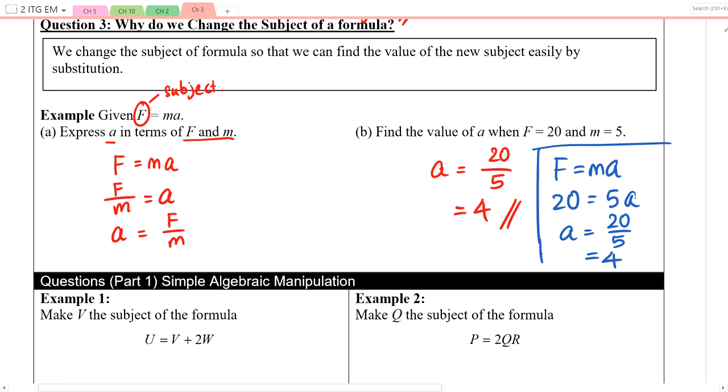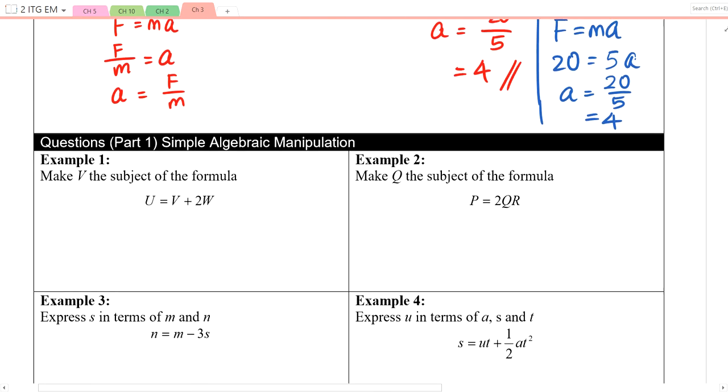Note the differences between these two. When I make a the subject and then I do the substitution, I will get my answer straight away. If I did not make a the subject, but I chose to substitute 20 and 5 first, my final step will require me to do a division. 20 divided by 5 gives me 4.